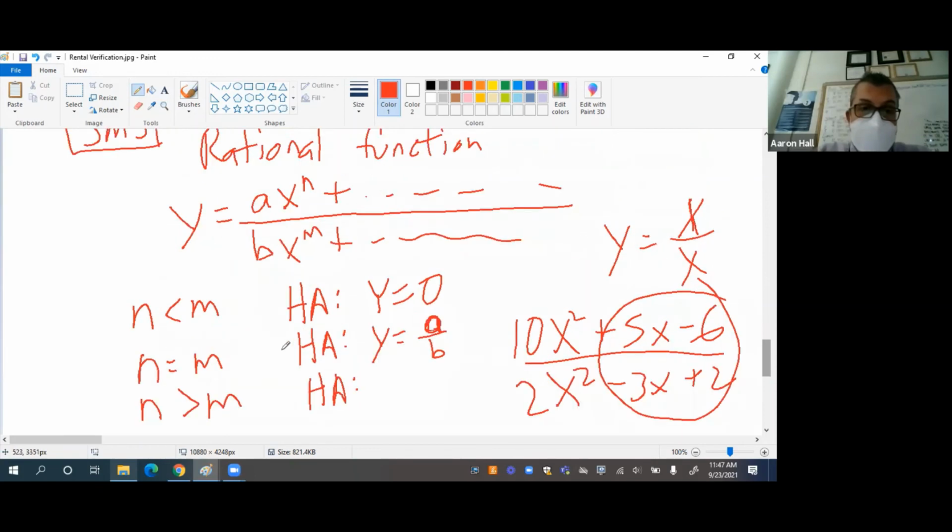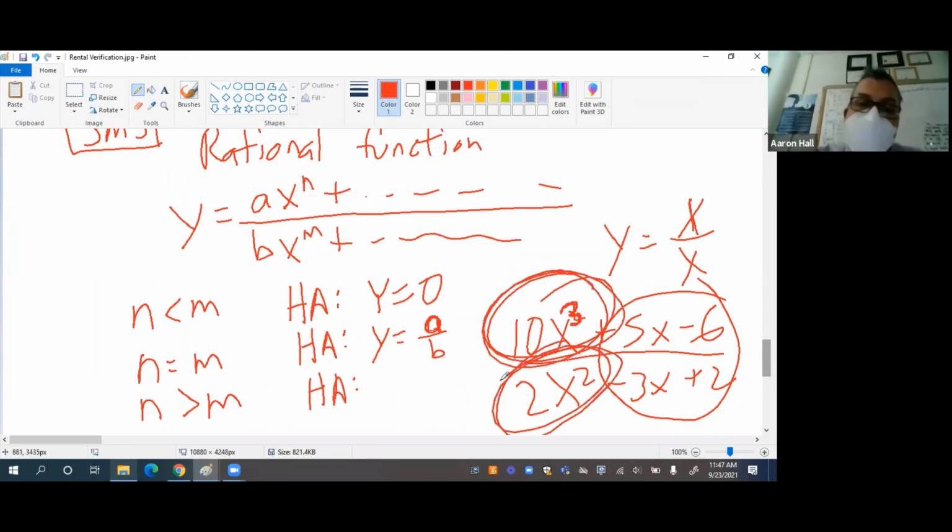All right, so what about the next one? What about if the degree in the numerator is greater than the degree in the denominator? What if we have something like 3 up here? When x is massively large, what do we converge on? Infinity. Yeah, we just shoot off to infinity. This is going to overpower the denominator so much that we just shoot off to infinity. So there is no horizontal asymptote.